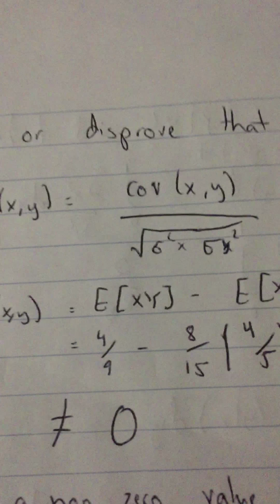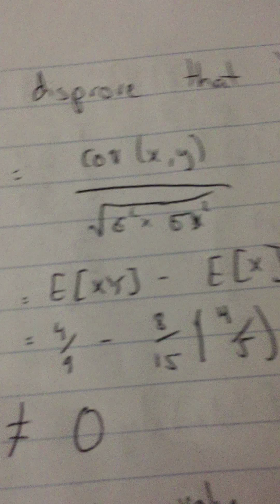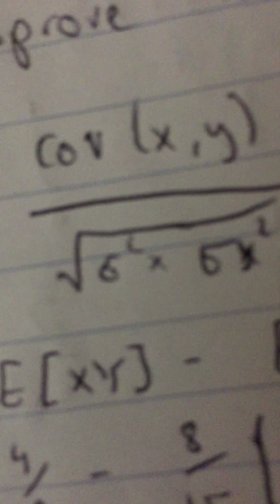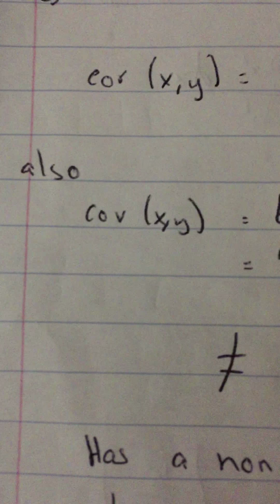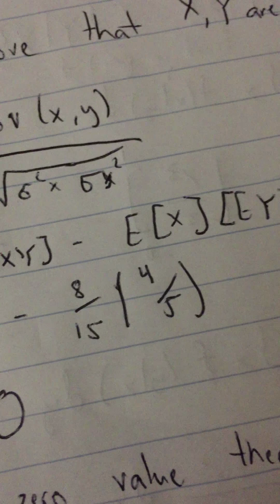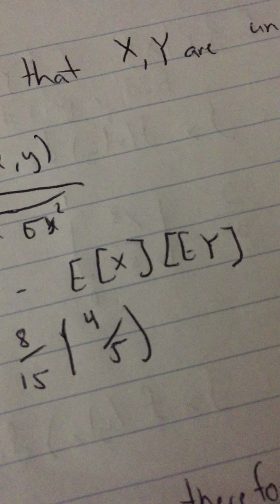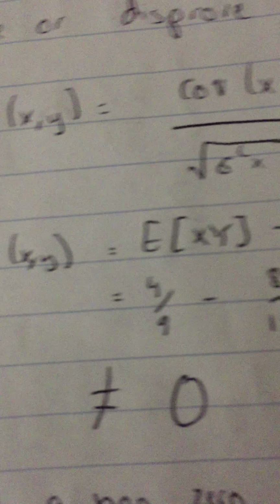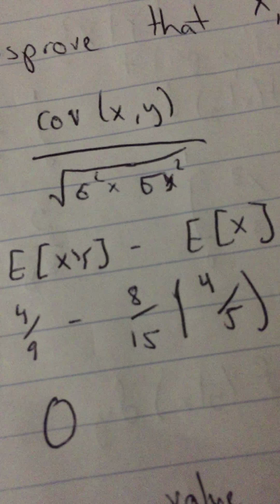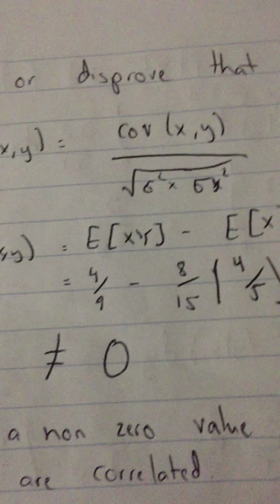So for part E, we have to prove or disprove that X and Y are uncorrelated. The correlation of X and Y equals the covariance of X and Y over sigma X times sigma Y, and the covariance of XY equals the expected value of XY minus the expected value of X times the expected value of Y. We found these values in the previous part, so we can just plug them in. 4 over 9 minus 8/15 times 4/5 does not equal 0. Since this has a non-zero value, these two random variables are correlated.